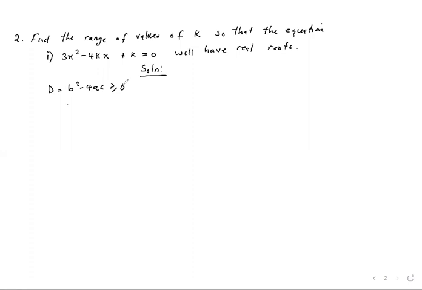So what is b? b is negative 4k. We have it squared minus 4, a is 3 and c is k. This must be greater or equal to 0. So we have 16k squared minus 12k greater or equal to 0. So you factor out the k, we'll get k times 16k minus 12 is greater or equal to 0.